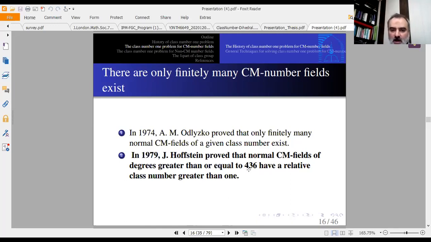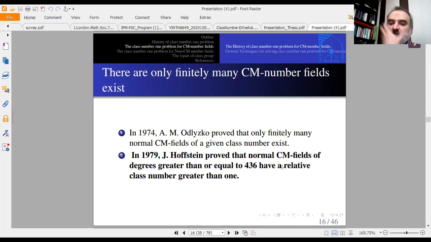So one other development was that people started thinking about the subfields of these number fields which had class number 1. And for complex multiplication fields, you have a divisibility of class numbers. So if you have a complex multiplication field that has class number 1, then its subfields should also have a relative class number equal to 1. So that's the good thing about complex multiplication fields.